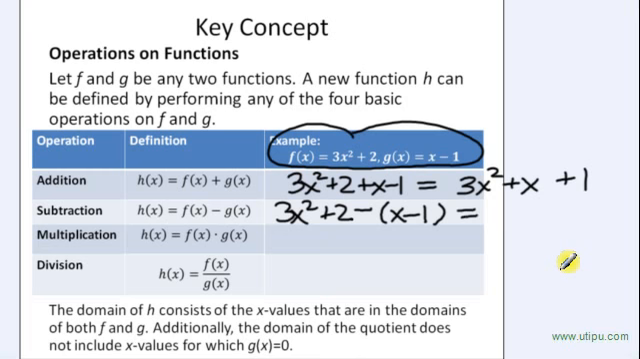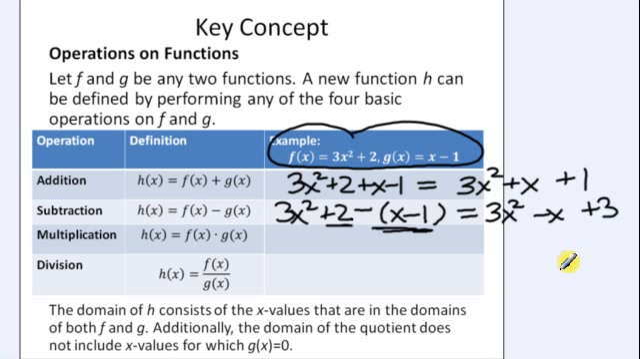So when I combine like terms here, I would have 3x squared, nothing to combine it with, then minus x, and then this would be 2 minus a negative 1, which would become 2 plus 1, which would be plus 3. So you can see a slight difference there, but we got to be careful with the signs.